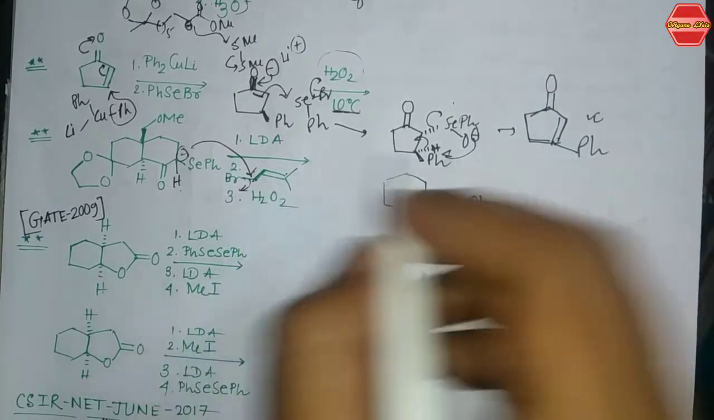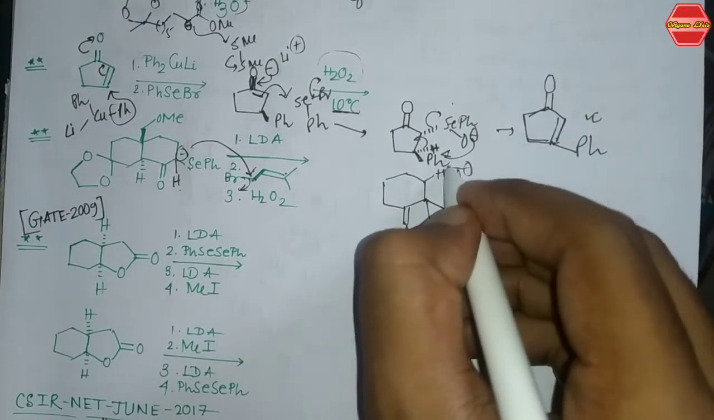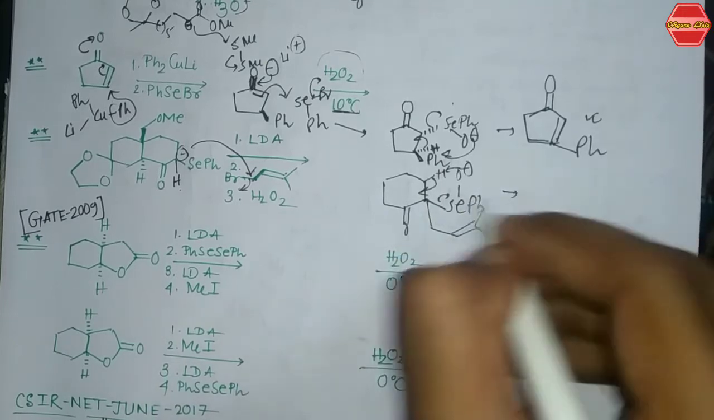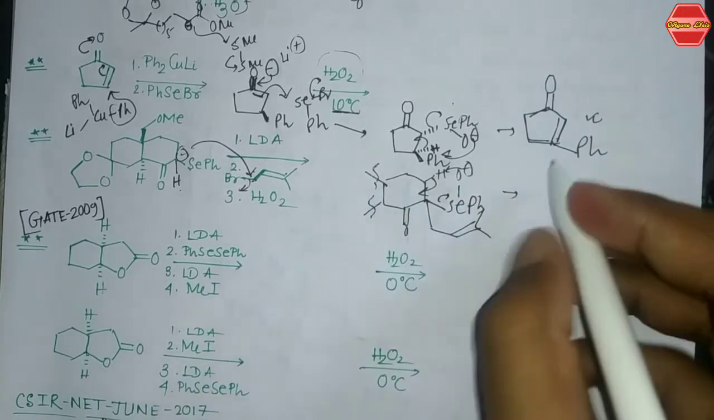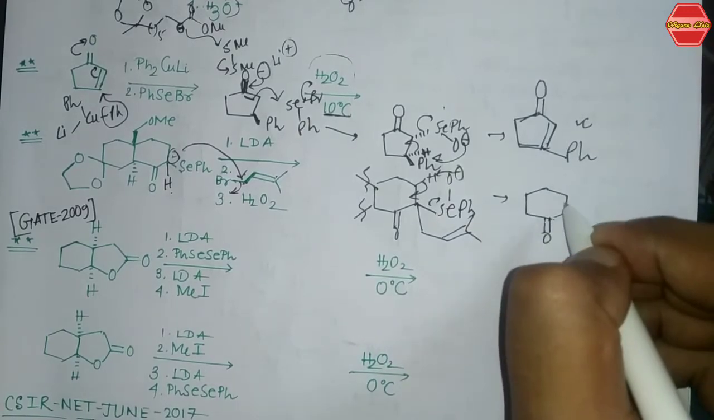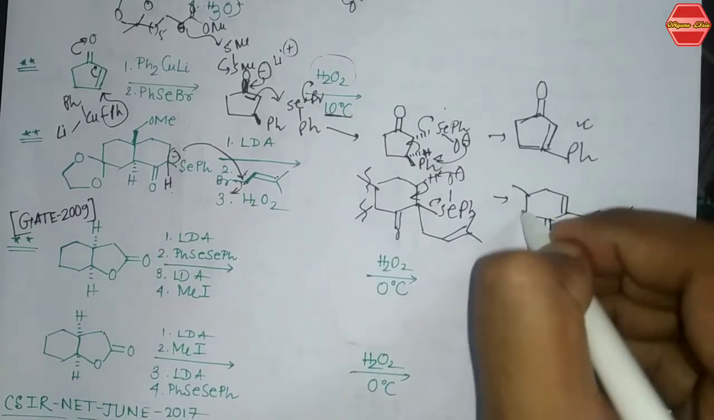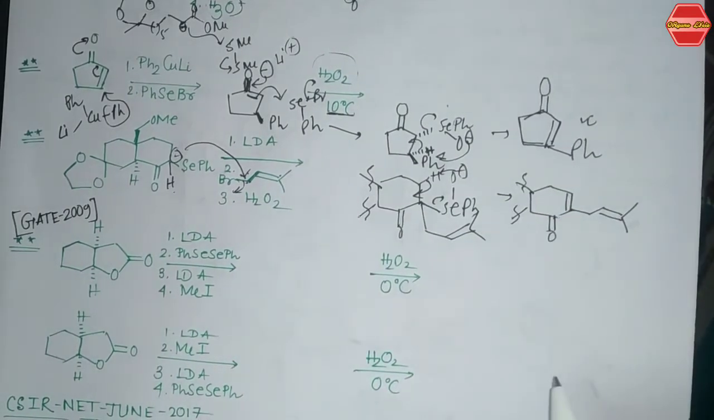Now when you are using H2O2, with the similar concept, selenium oxide is formed and it takes hydrogen over here, and it will leave from the system, and from that this one is your major product, right? So this is your major product from this reaction.